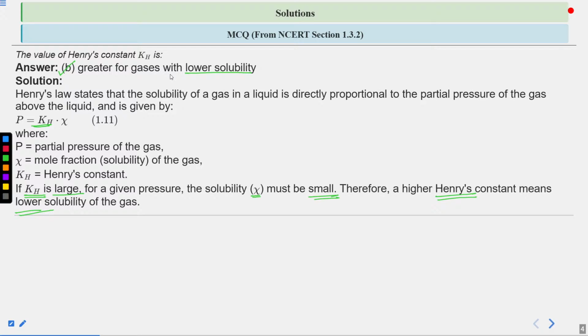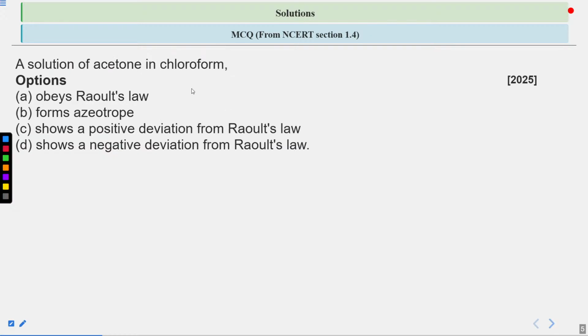Okay, let's move on to the next one. This question is an MCQ and it comes under NCERT section 1.4 in the Solutions chapter. The question asks about a solution of acetone in chloroform. From the options you have to select which condition it satisfies.